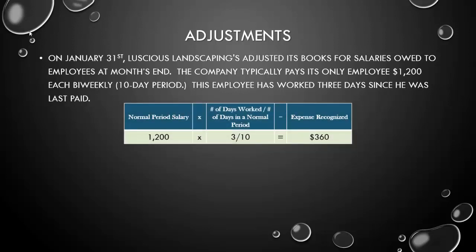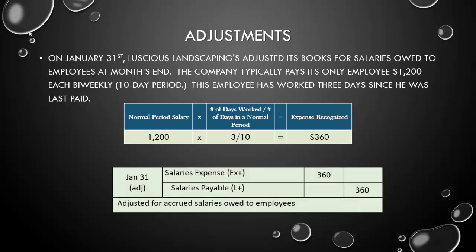Well, we're going to take the normal amount of salary that comes in a pay period, which for this employee is $1,200, and we multiply it by the portion of the normal period this employee worked that we have to adjust for. It's been 3 days since he was paid. His typical pay period is 10 days, bi-weekly period. So if we take 1,200 and multiply it by 3 over 10, we get 360. That's how much salaries that Luscious Landscaping owes to this employee. So to record that, we debit salaries expense for $360, and we credit salaries payable for $360.